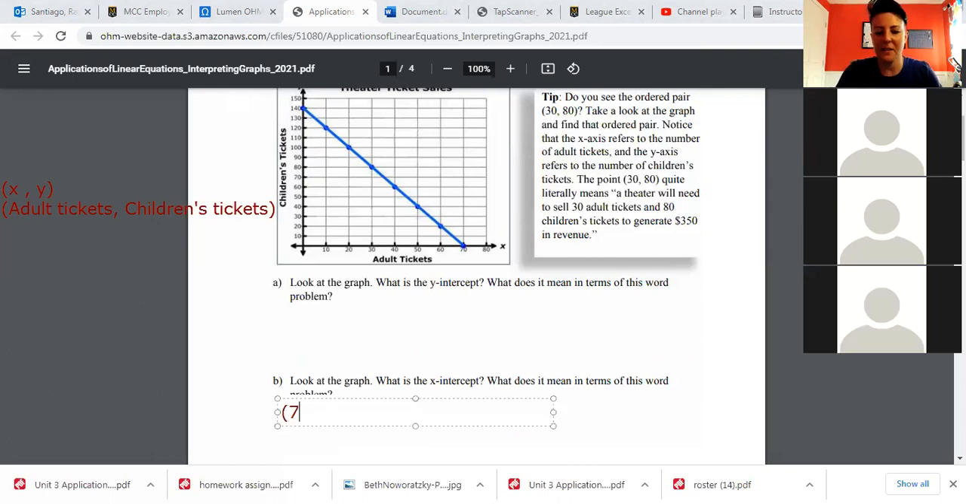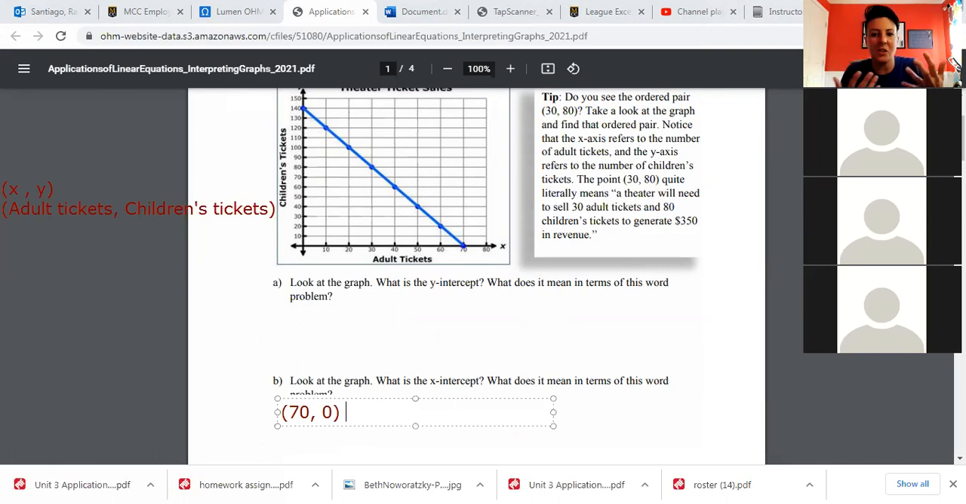70, 0. Perfect, 70, 0. Again, when Jennifer provides the X-intercept, she's providing an ordered pair. It's not just some random number she's pulling out of thin air. She's looking at where the line hits the X-axis, and that happens here at the ordered pair 70, 0. We're now ready to decide what this means in terms of the word problem.